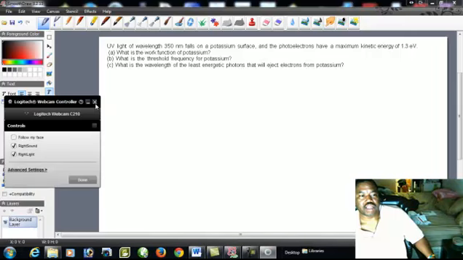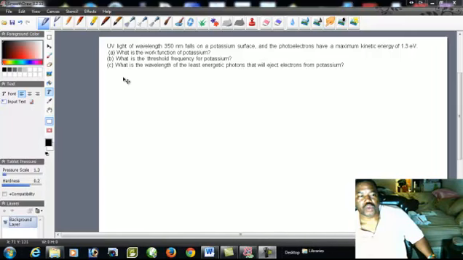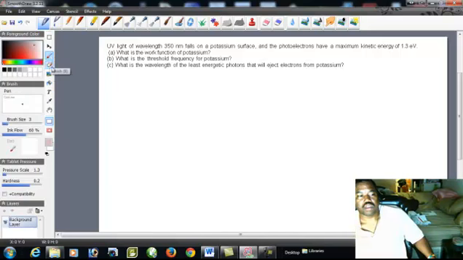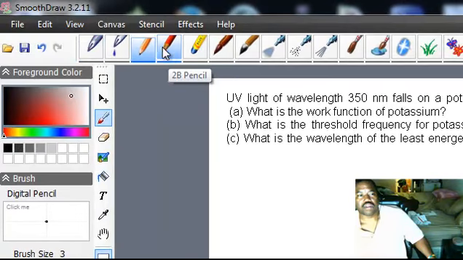Okay guys, remember we did this one in class. Let's go over this real quick. Let's grab a pen real quick over here. Here we go. Let's change that color to black.